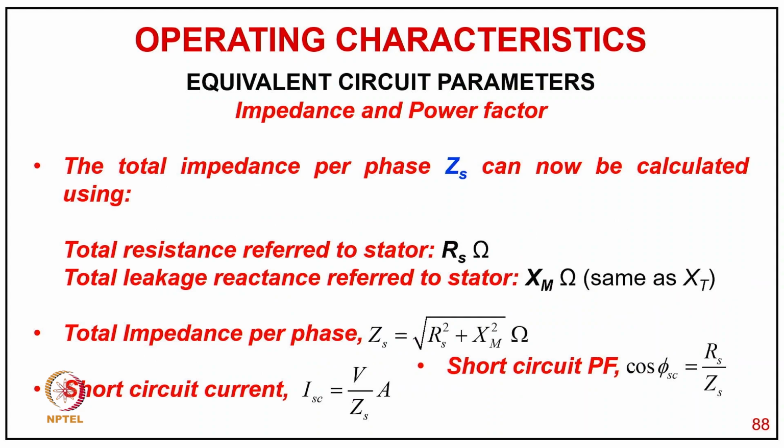So the total impedance per phase can now be calculated using the total resistance of the stator RS ohm, and the total leakage reactance referred to stator, typically XM, that is same as XT. Total impedance will be ZS equal to under root R square plus X square, where the short circuit current will be ISC equal to V upon ZS, and the short circuit power factor will be cos phi SC equal to RS divided by ZS.